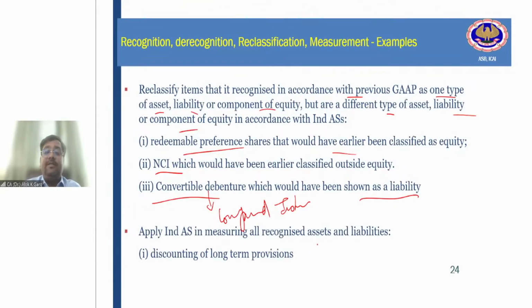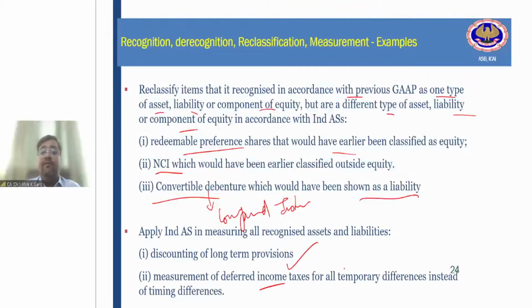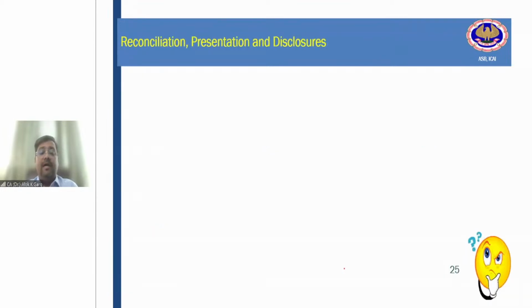Apply Ind AS in measurement of all recognized assets and liabilities. Discounting of long-term provisions. Measurement of deferred income tax, right? So you have to apply the measurement criteria of all the Ind AS, right? I hope it is clear to all of you, friends.